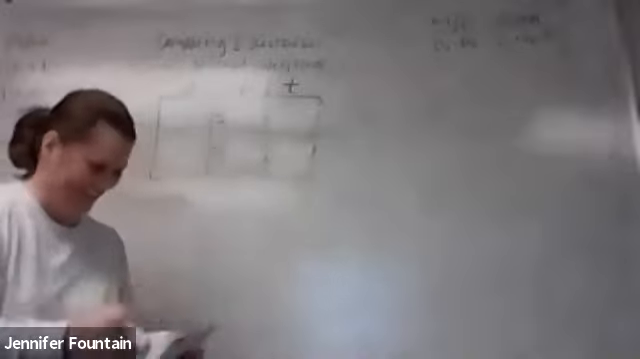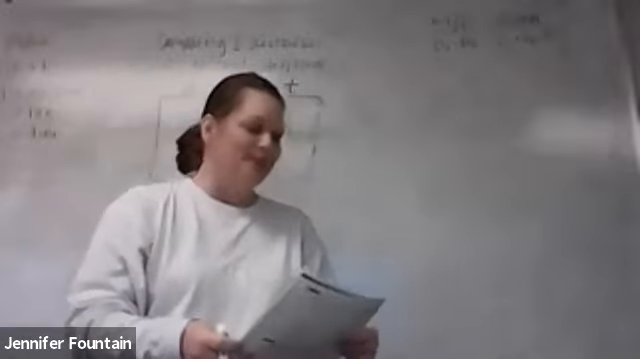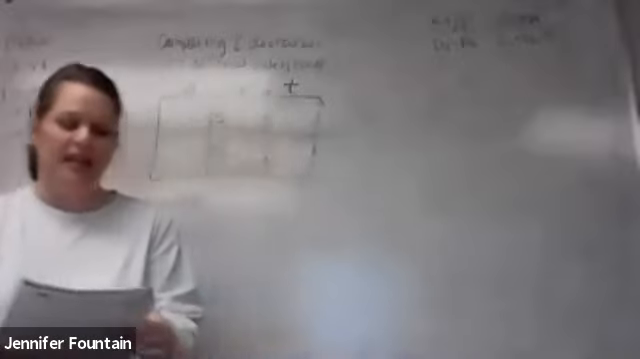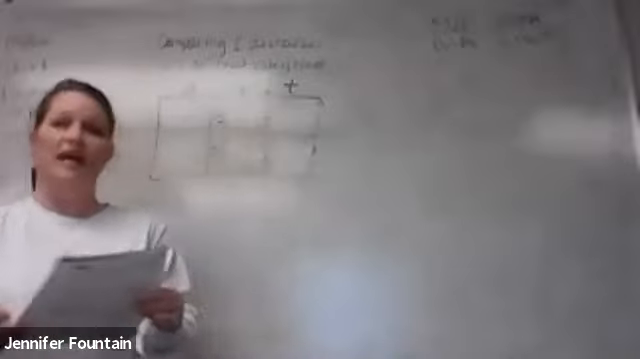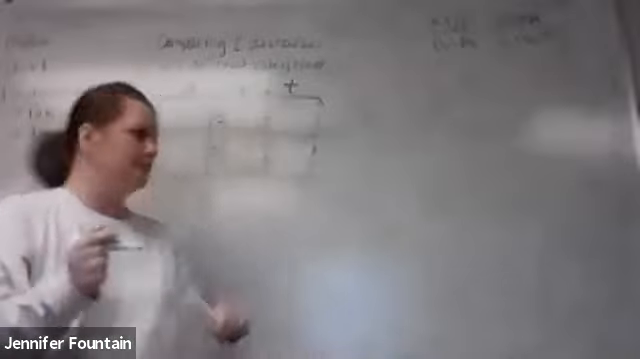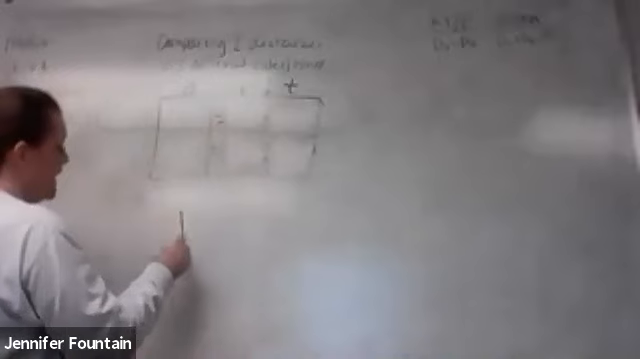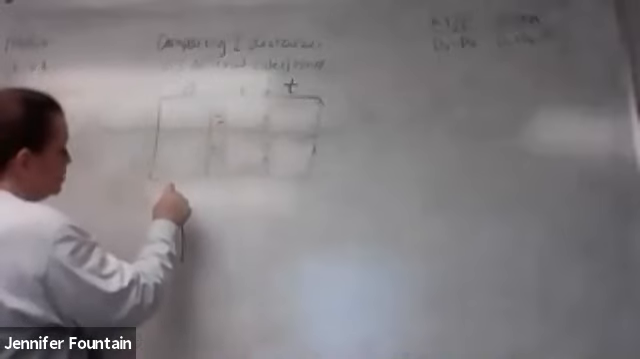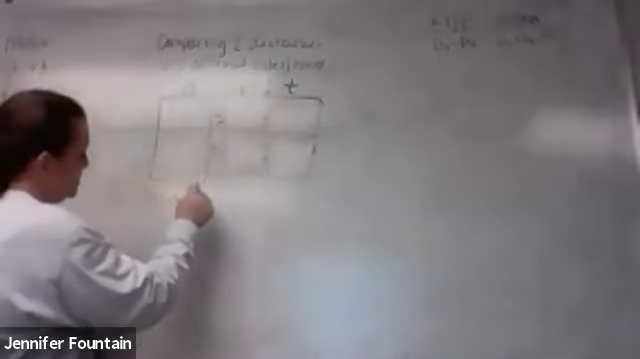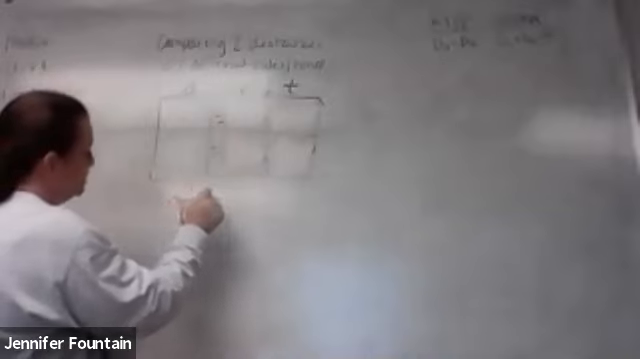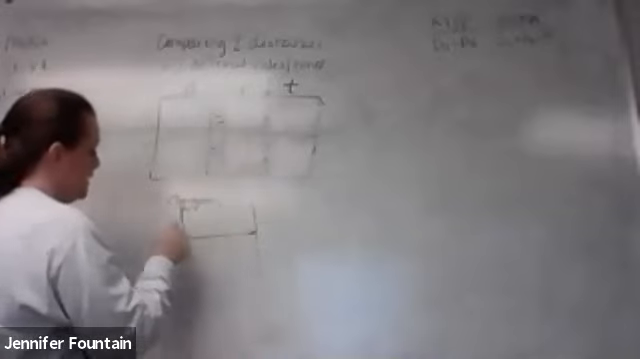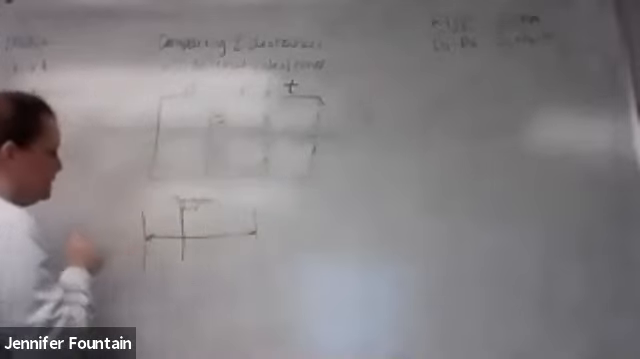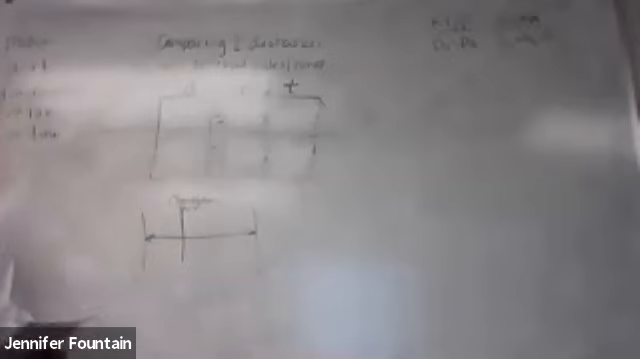A passenger train leaves Charleston, West Virginia, heading east at the same time as a loaded coal train leaves Charleston, heading west. What kind of problem do I have? Opposite trains. We're in Charleston, West Virginia, and I've got one going west and one going east. So I know that's what it looks like.